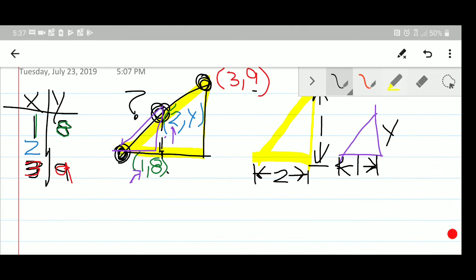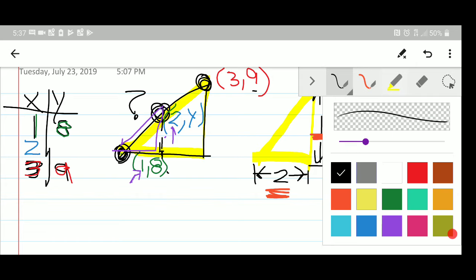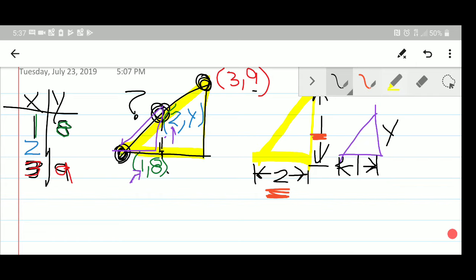Now, similar triangles. You take 2 over 1 equals, and then you do the same sequence, 1 over y. The sequence is important. You have to stay consistent, or the similar triangles don't work.